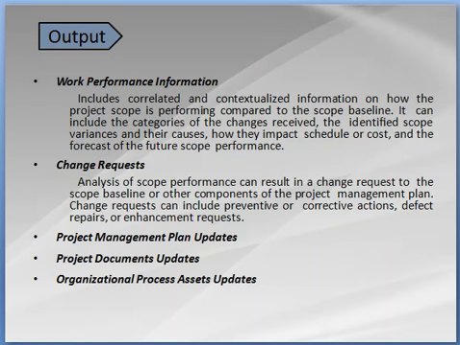The output of control scope is updated work performance information, which includes correlated and contextual information on how the project scope is performing compared to the scope baseline. It can include the categories of changes received, the identified scope variance, their causes, how they impact schedule or cost, and the forecast of future scope performance.